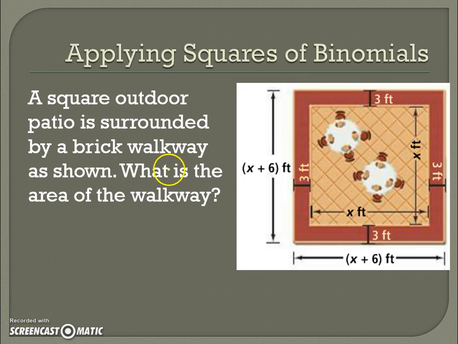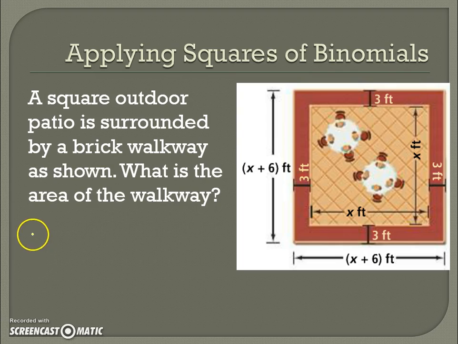Applying the squared binomial. It says a square outdoor patio is surrounded by a brick walkway. What is the area of the walkway? Well, I don't know the area of the full thing, but I know that this is x plus 6 and this is x plus 6, based on the fact that this square here is x, and I got 3 and 3 on both sides. So if I find the area of the larger square and then subtract the area of the interior square, I could find the area of the walkway. Big square minus small square equals what's left over.